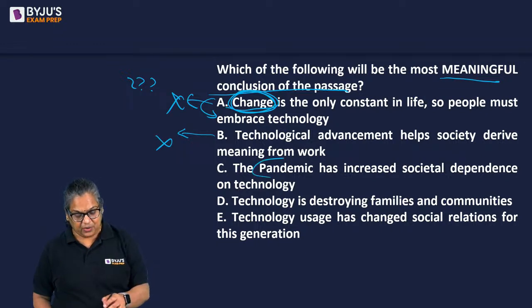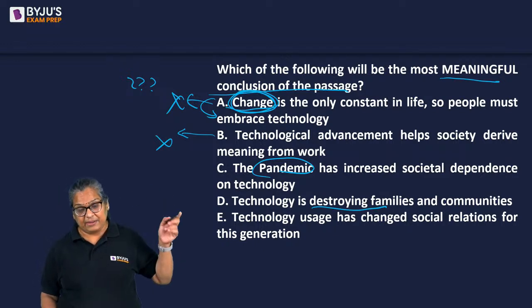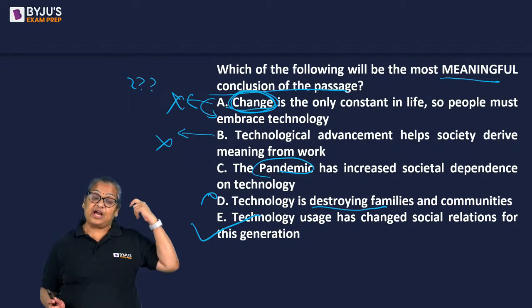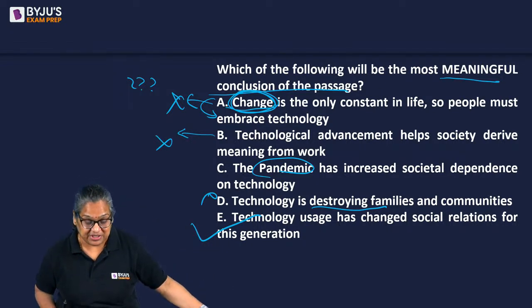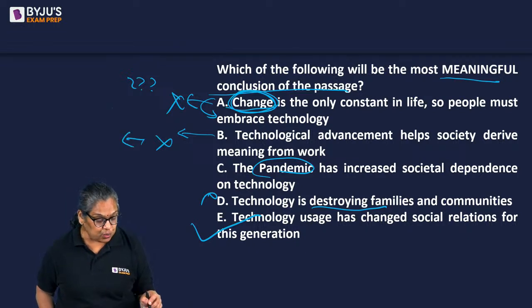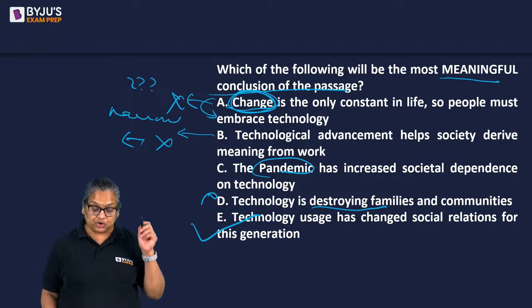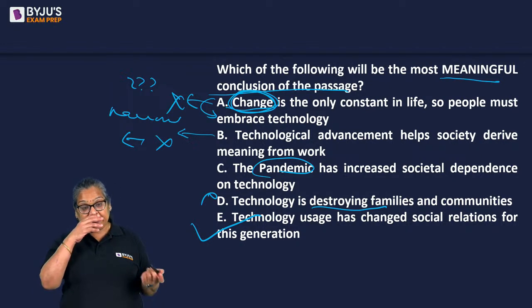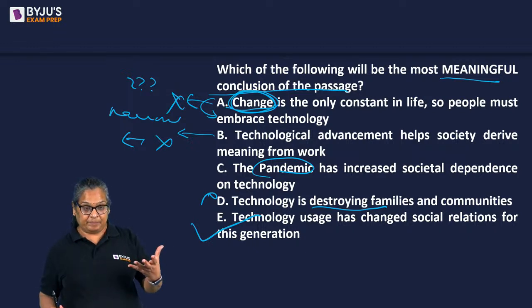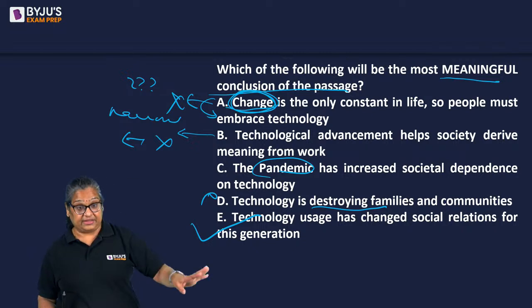The pandemic has not been mentioned at all. It's destroying families. What about the face-to-face time, FaceTime connections? It has changed the way we are looking at social relationships. So the answer is E, not B. B is too narrow. Help society derive meaning. It is only a few people who get some meaning from life through technology, but not for everyone. And the author has not said that that is the only thing, right?